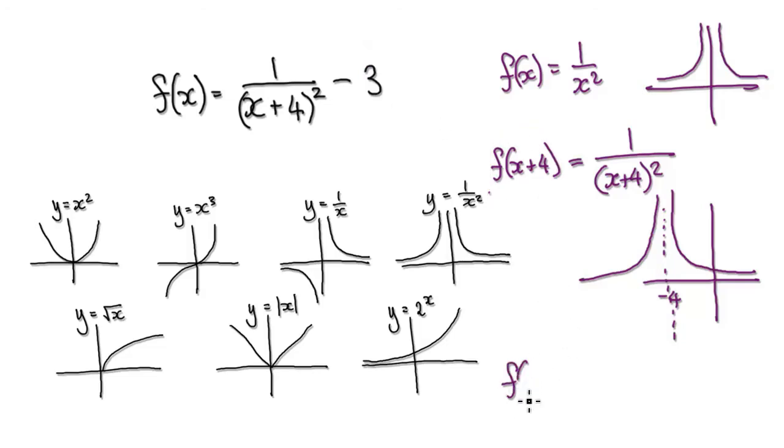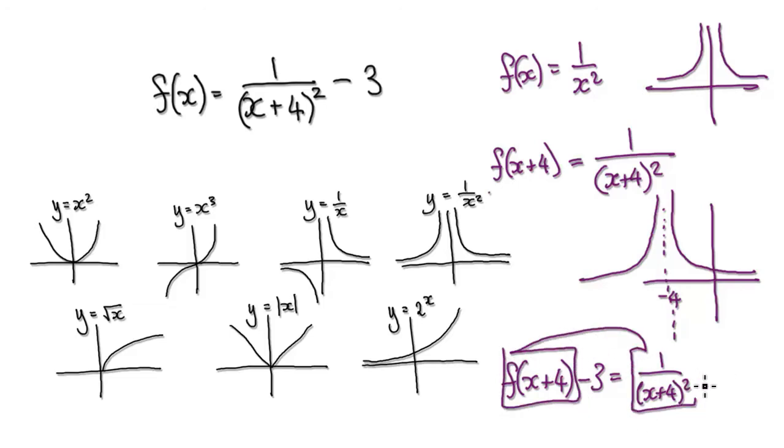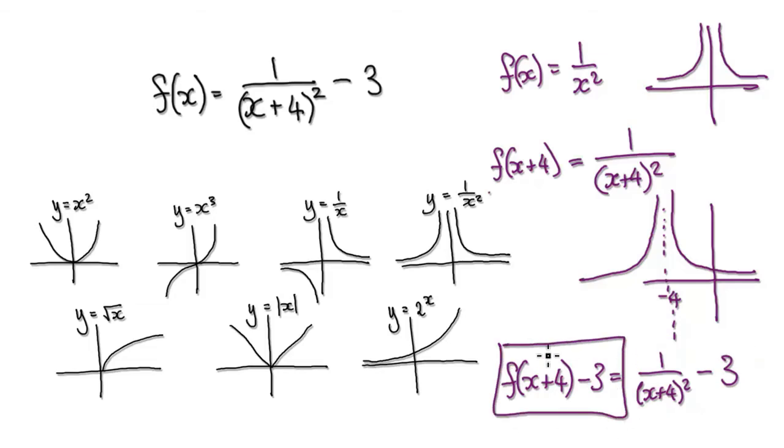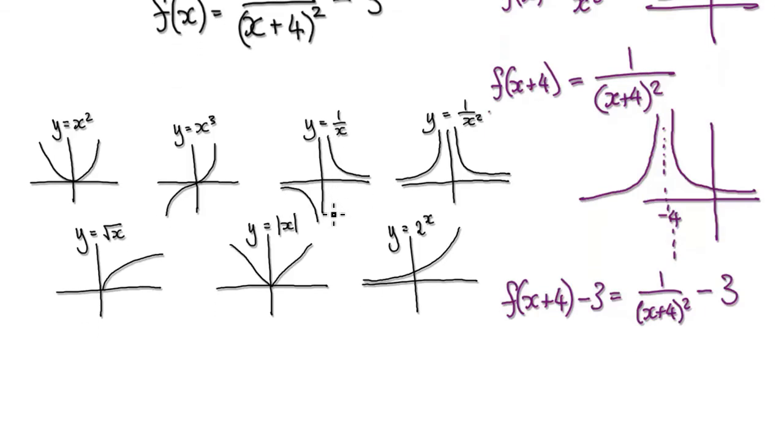So get the previous function, 1 over x plus 4 squared, and that's this bit here, and then drag everything down by 3. Now you have no idea what this thing looks like, but you do understand this transformation. This transformation says get your previous graph and then drag it down by 3. So looking at this thing here, drag it down by 3 would look like this.